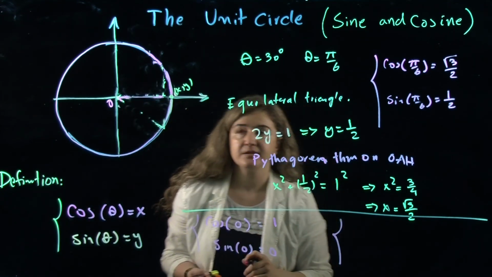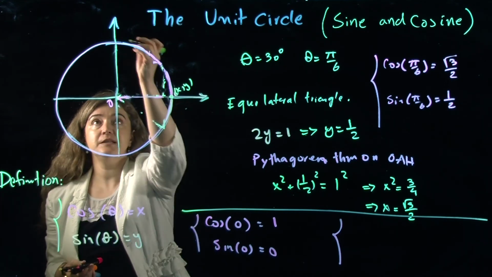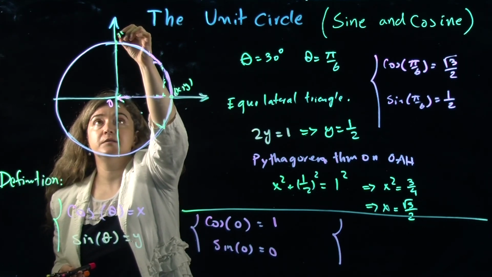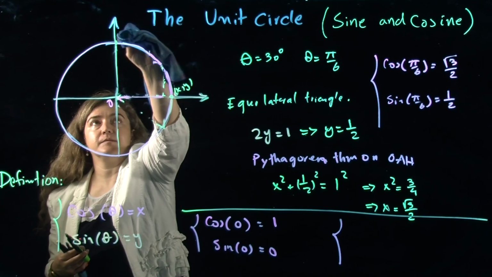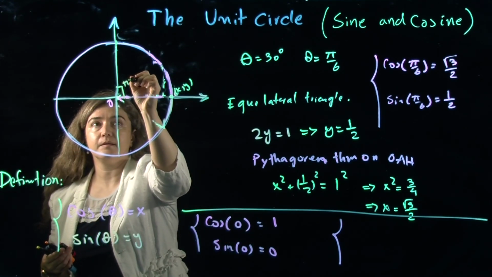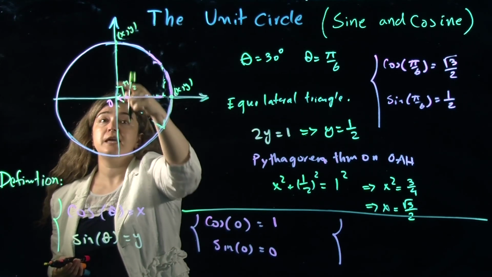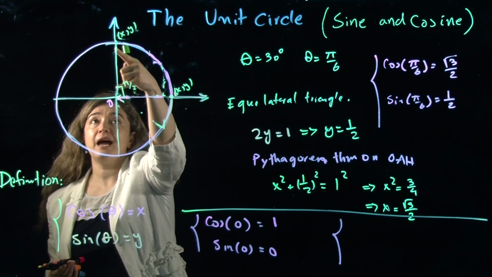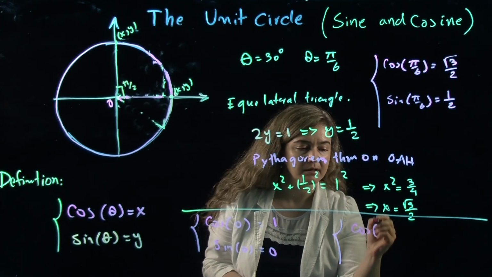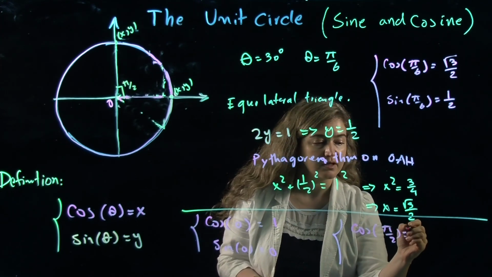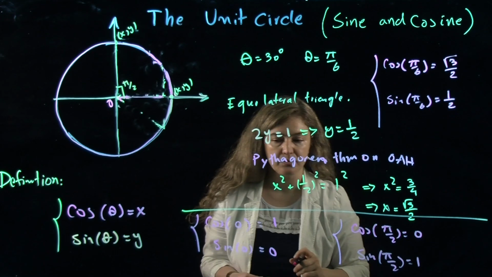Now let's find sine and cosine of pi half. Pi half is 90 degrees, and we know it's going to be over here. This is pi half. The x value for pi half is 0. The y value for pi half is the radius and is equal to 1. So cosine of pi half is equal to 0. Sine of pi half is equal to 1.